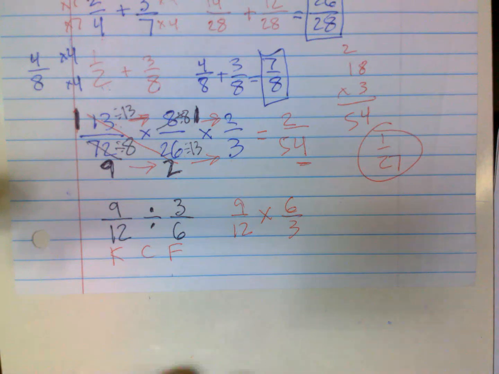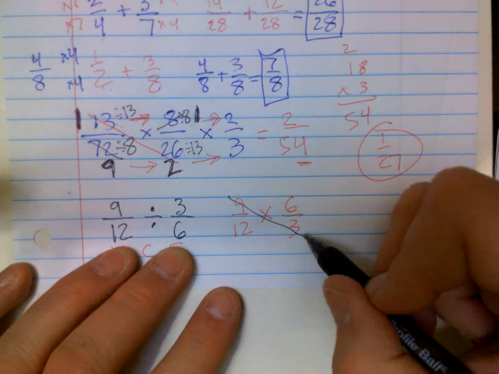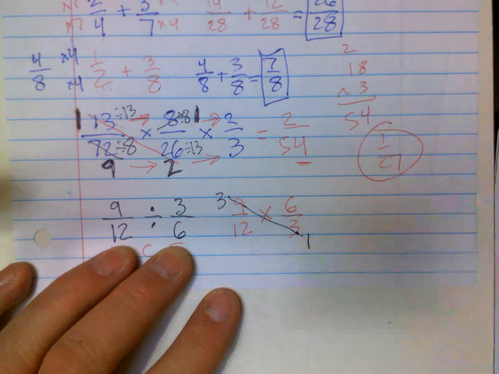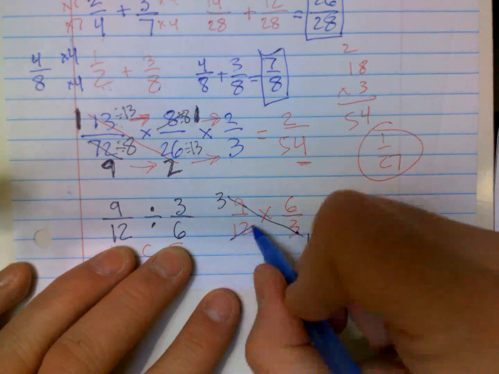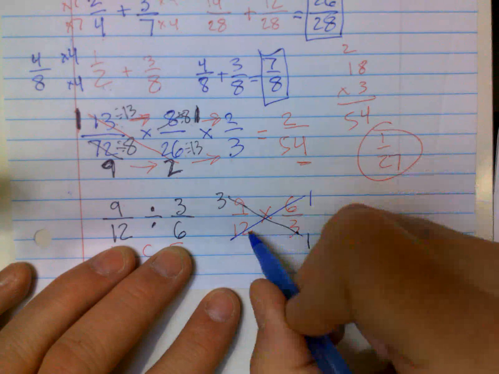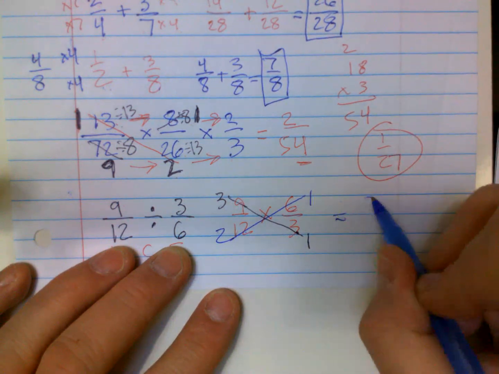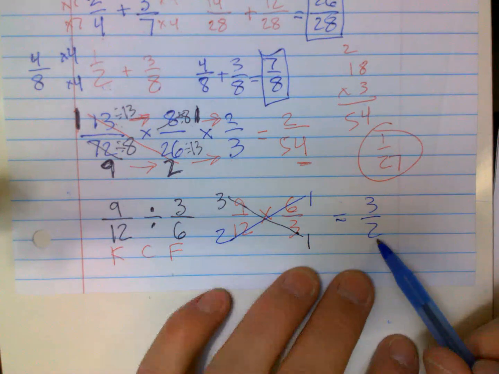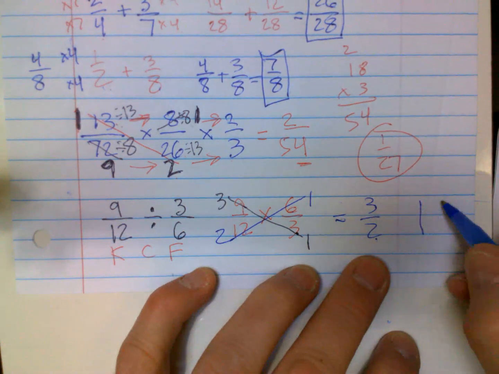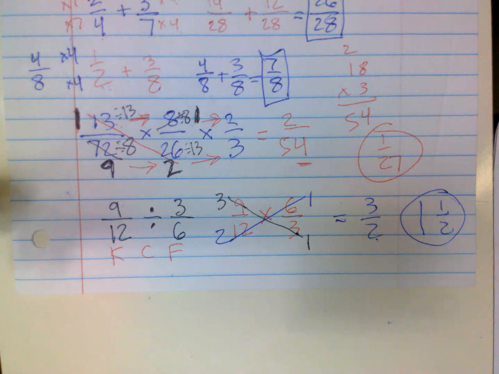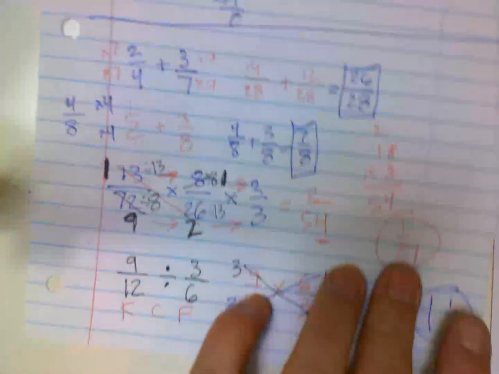Now we can simplify. 3 divided by 3 is 1. 9 divided by 3 is 3. Then I can divide these by 6. 6 divided by 6 is 1. 12 divided by 6 is 2. So now when we multiply across, we get 3/2, which 2 actually goes into 3 one whole time, and there'd be 1 left over. Okay. Last thing I'm going to do, flip it over.